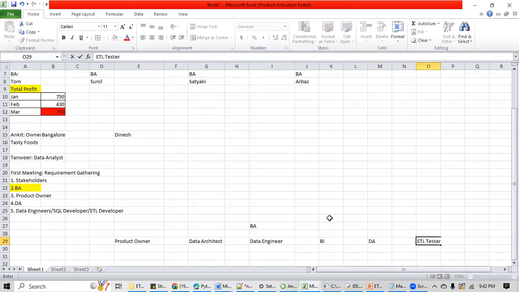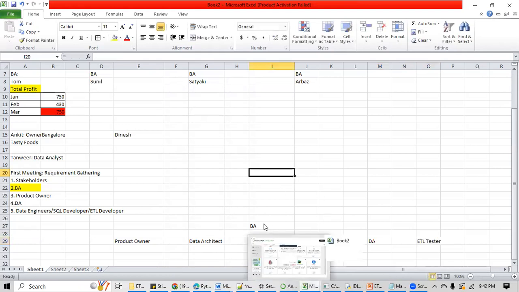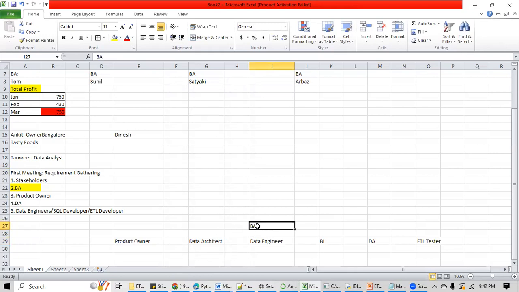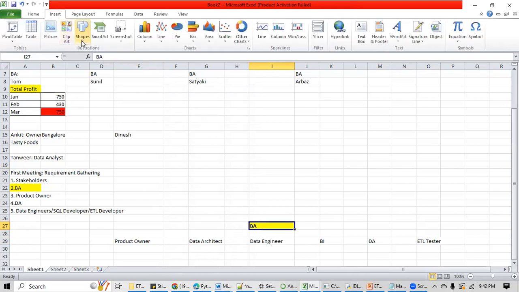Now, the BA has taken the requirement from stakeholders.